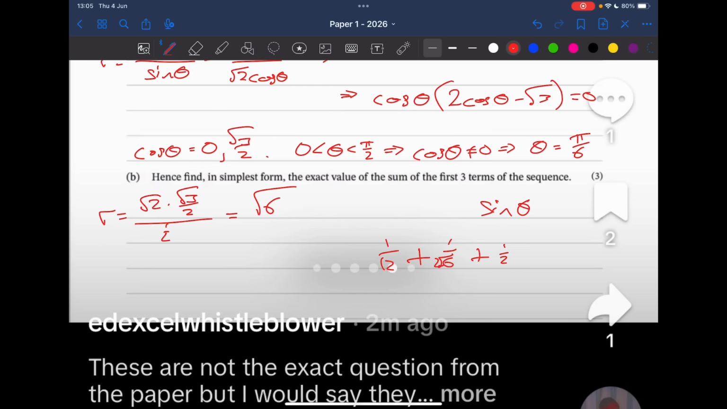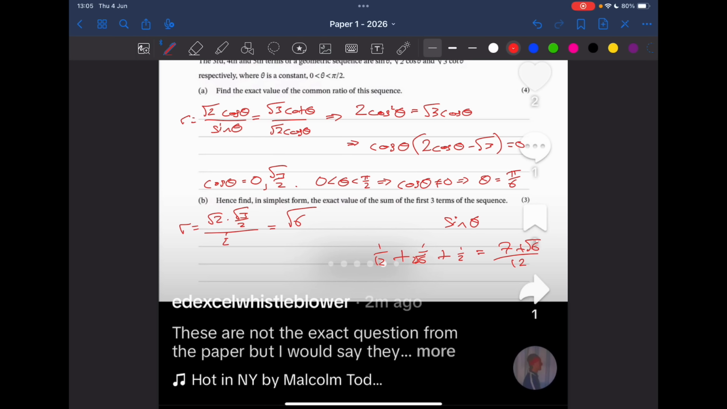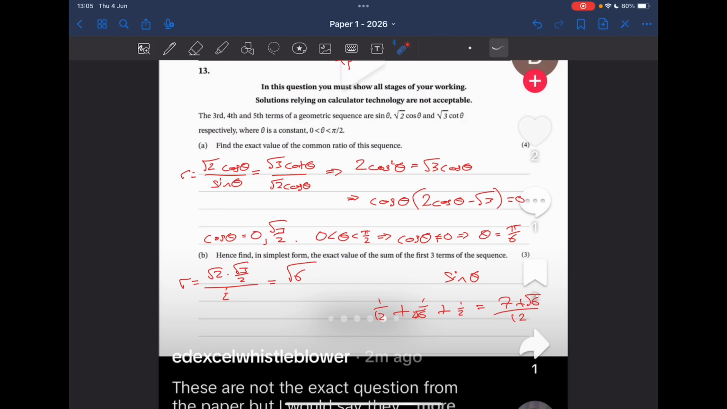So doing that, 1 over 12 plus 1 over 2 root 6 plus 1 over 2. Be careful on where that's going. I get 7 plus root 6 all over 12. Again, this is not so easy to check, but I have got exactly the same answer I got yesterday. So that's a good sign that things are looking correct.